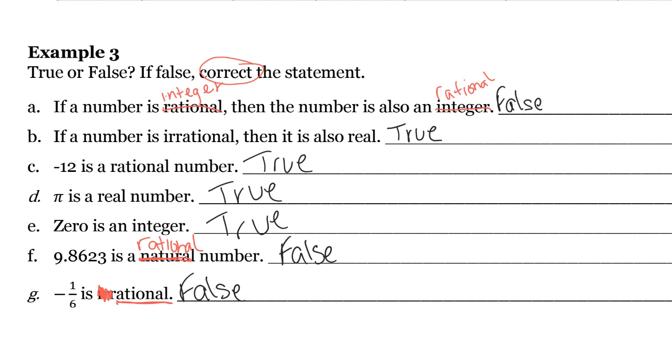This decimal is not a natural number. Decimals don't get introduced until rational or irrational. And since it's a terminating decimal, it's rational. -1/6, we said all fractions are rational numbers. All fractions are rational. Okay, so that ends it.